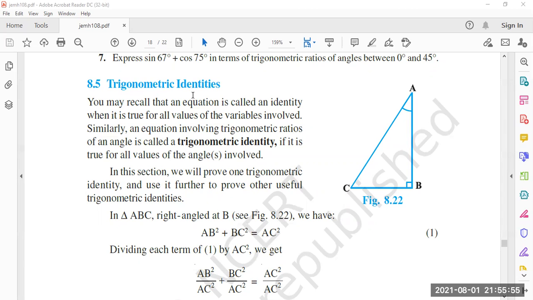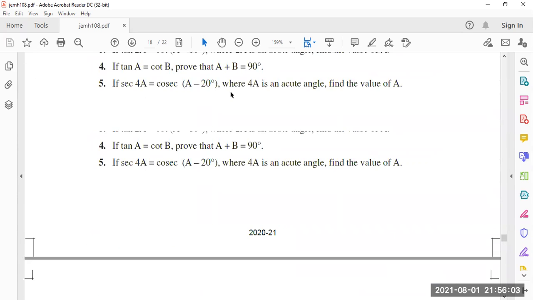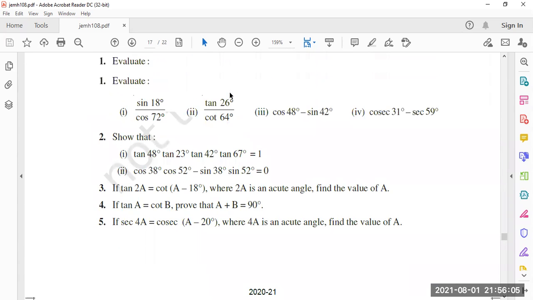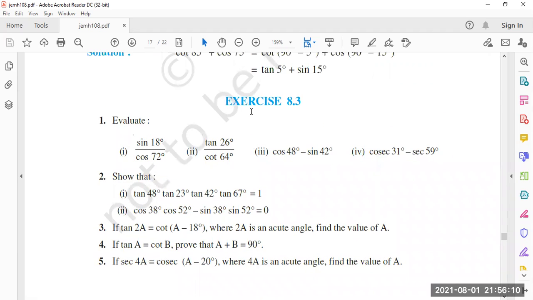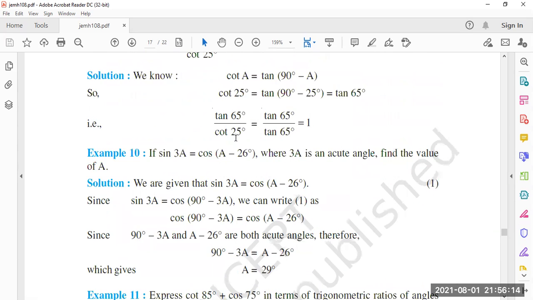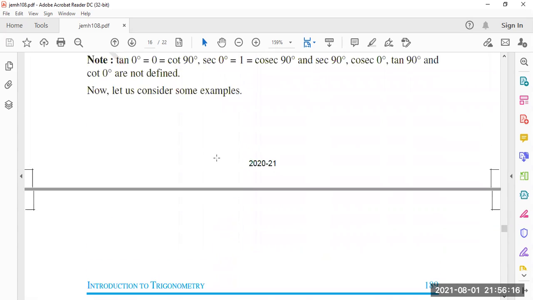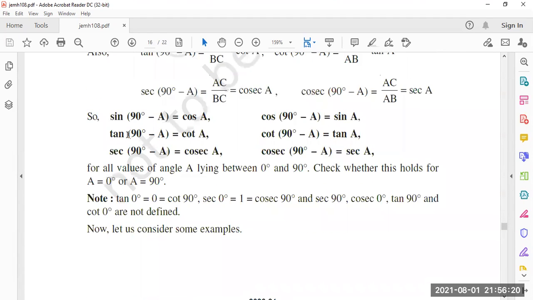In the previous lesson, we had discussed the concept of trigonometric ratios of complementary angles. Complementary angles के बारे में हम discuss किया था and we solved certain questions from the exercise also. I just want to recap the meaning of the complementary angles of trigonometric ratios.